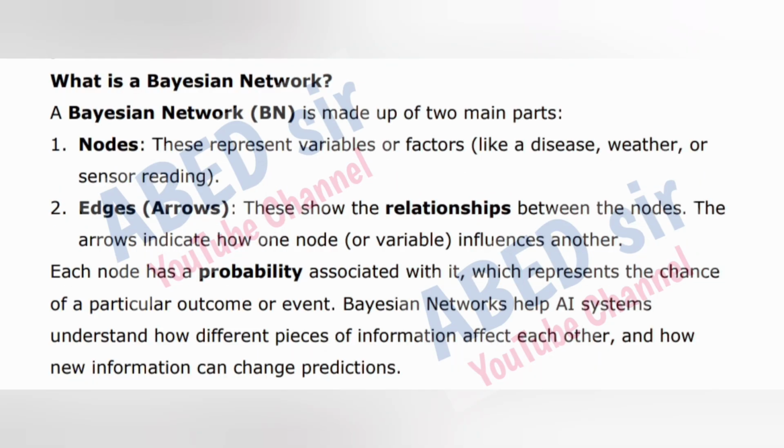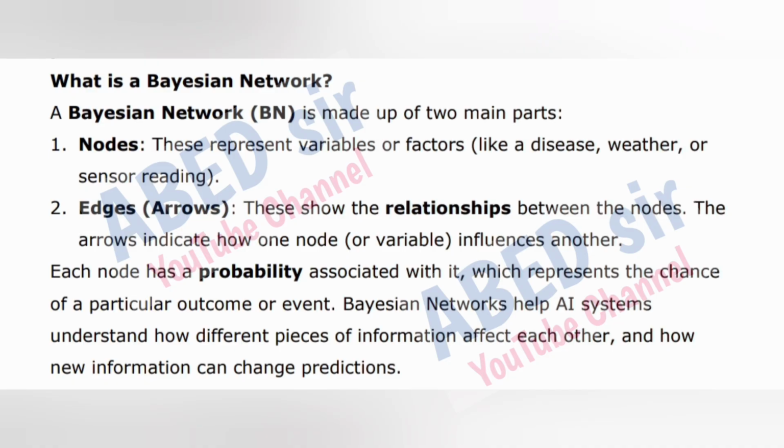What is a Bayesian network? A Bayesian network, BN, is made up of two main parts. 1. Nodes. These represent variables or factors, like a disease, weather, or sensor reading. 2. Edges, arrows. These show the relationships between the nodes. The arrows indicate how one node, or variable, influences another.